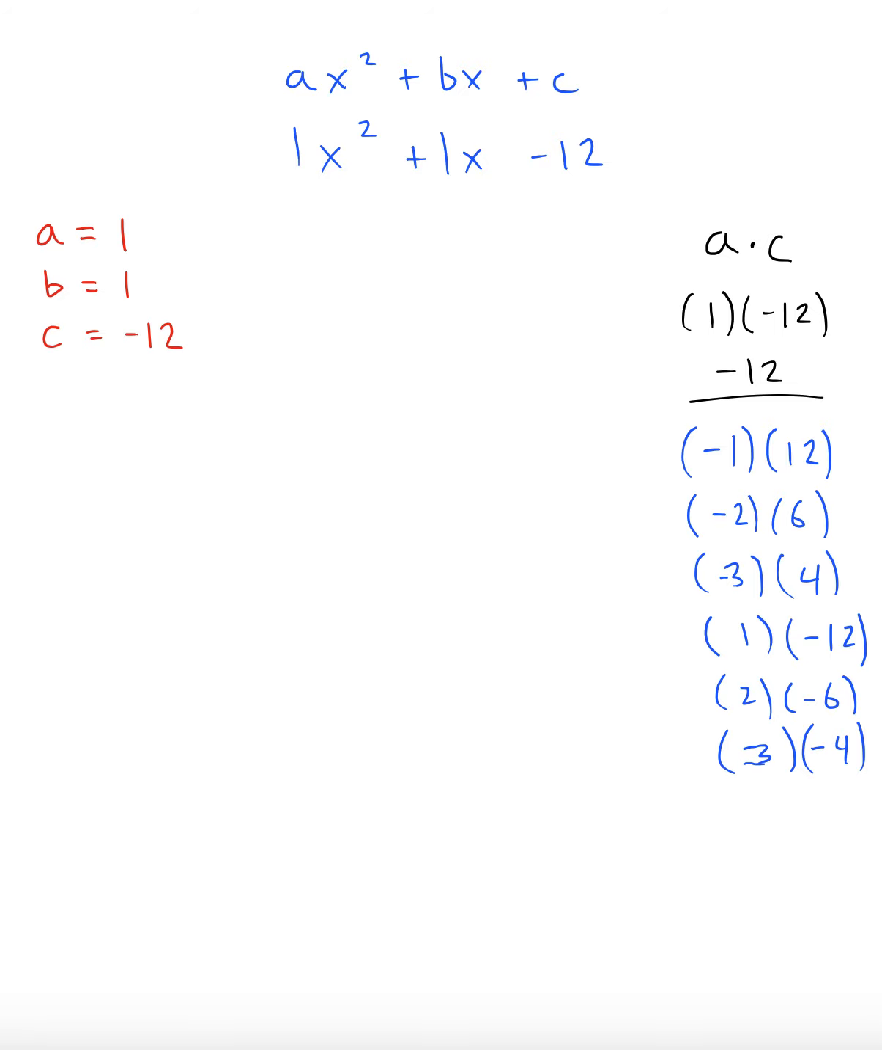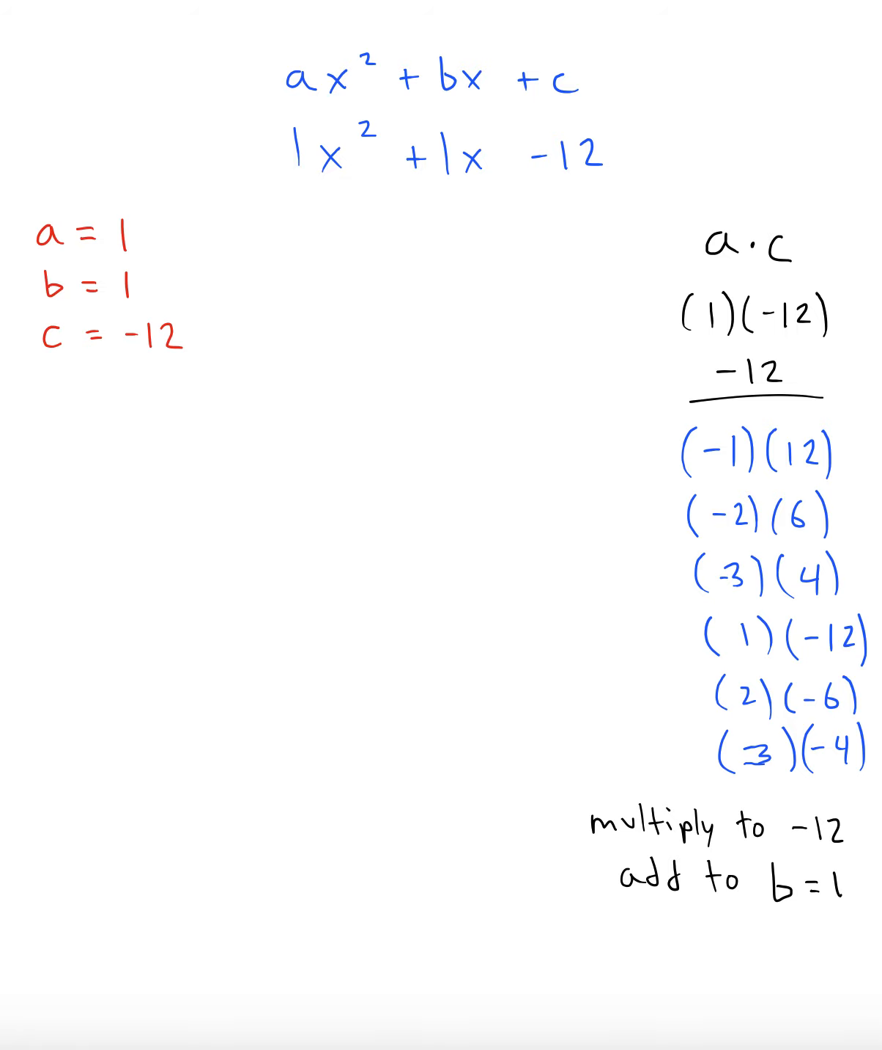Okay, our job now is to find what I call the magic combination. This is two factors that multiply to negative 12, but also they need to add to the b. They need to add to 1. So they have to multiply to negative 12, add to b equals 1.